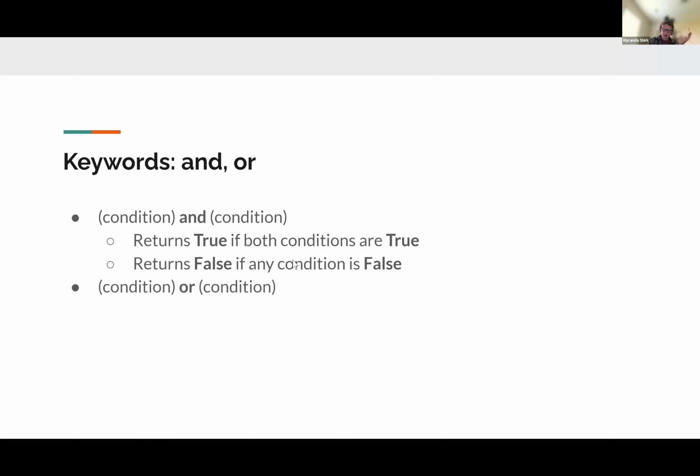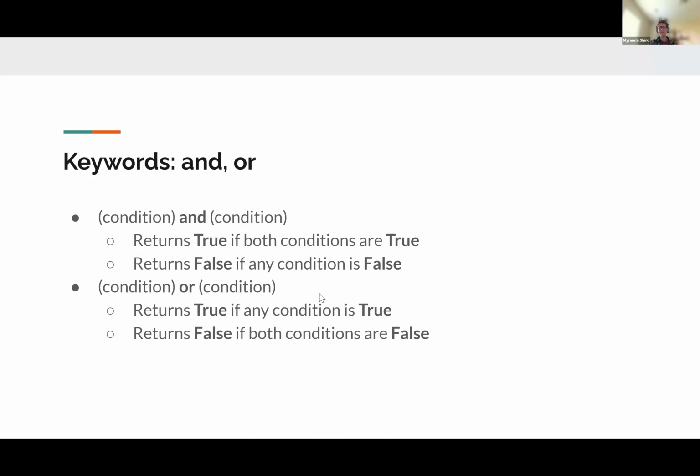Next we have or, and this is similar to if you've ever done circuits before, it's kind of the same logic. So now we have condition or condition. This will evaluate to true if any condition is true. If someone asks if you want either a sandwich or chips, that's true if you just want chips, true if you want a sandwich, and true if you want a sandwich and chips, both of them. So if either one of these is true, this or will evaluate to true.